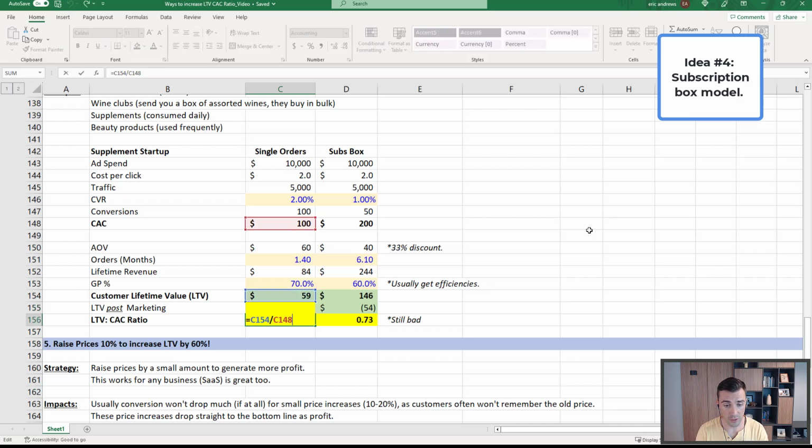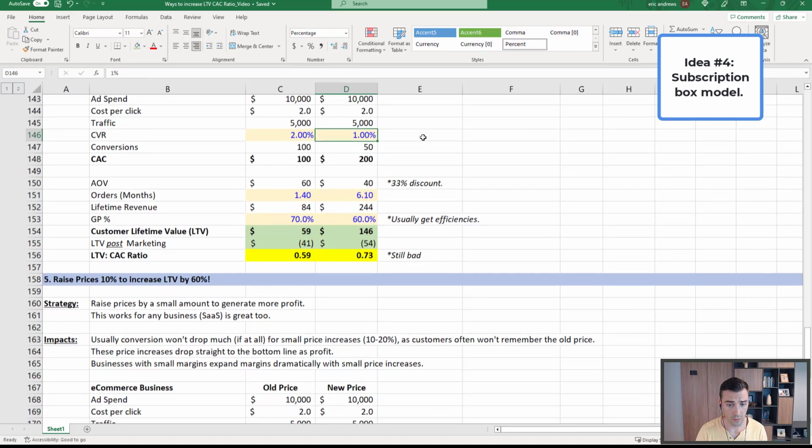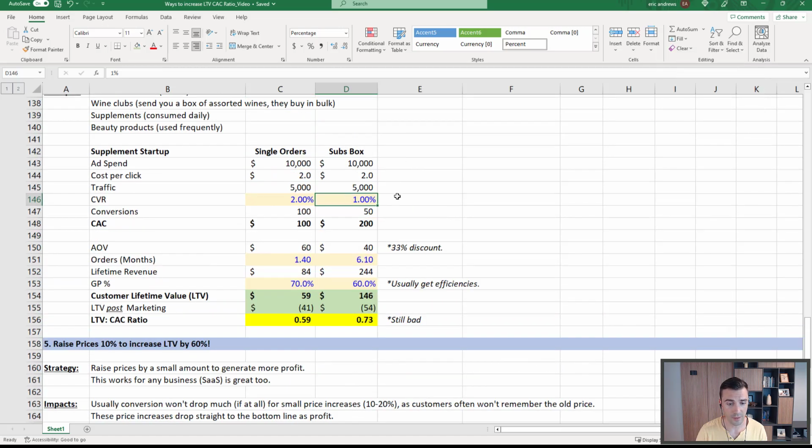So the LTV to CAC ratio in this scenario is 0.59. In the subscription box one, it's 0.73. But honestly, I think losing $54 per order is probably worse. And so I'm not sure if this higher LTV to CAC ratio is better. They're both pretty bad. So you need to be really careful with the subscription box business models because if the CVR drops to, let's say, 0.5%, things can get bad pretty quickly.